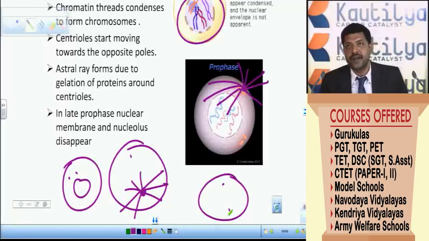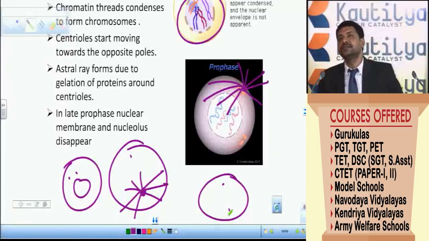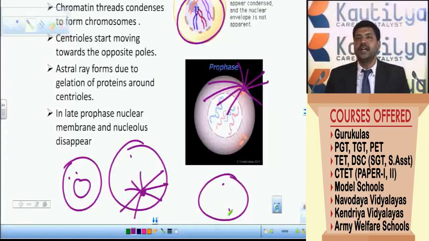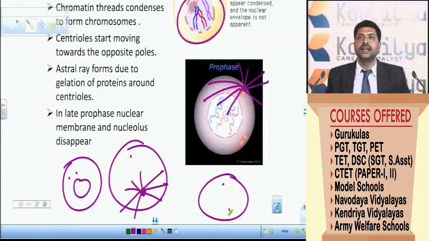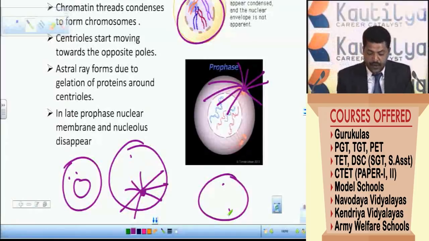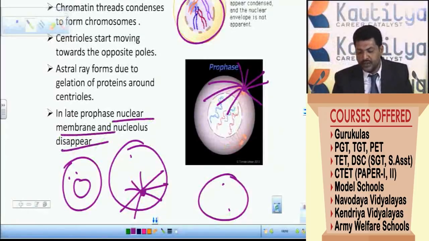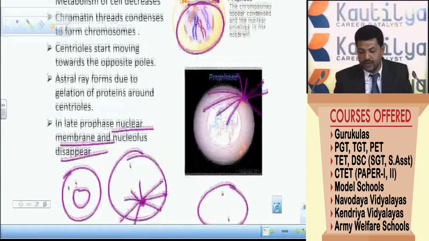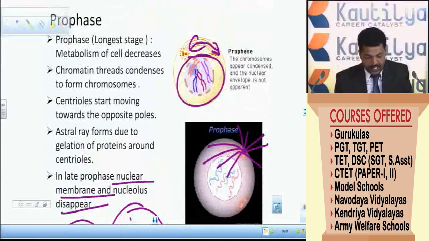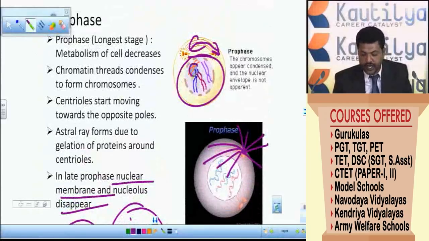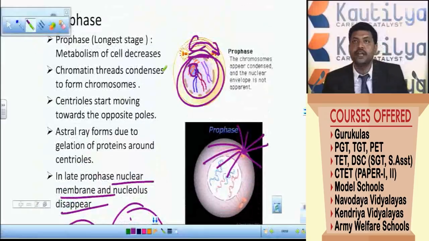In animal cells, what happens? Already existing centrioles will duplicate in the synthetic phase, and subsequently they will be transported to two different poles at the end of the prophase. In late prophase, nuclear membrane and nucleolus will disappear. Here you can see this is the nuclear membrane, and the nucleolus is here. Both the nuclear membrane and nucleolus will disappear in the later prophase.